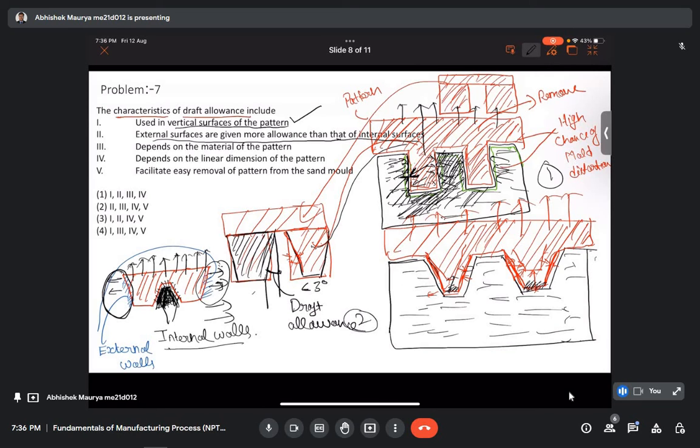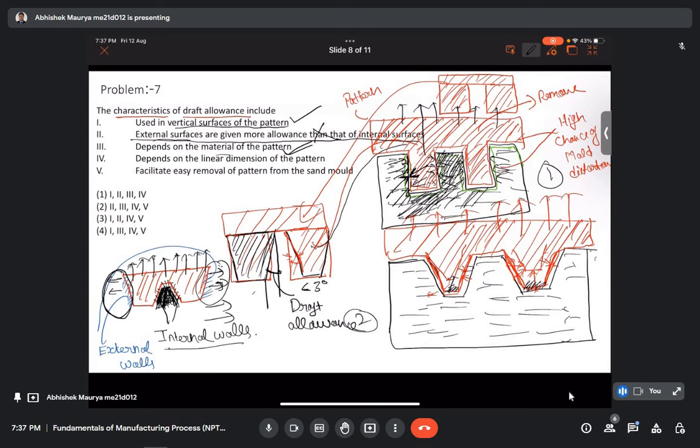Therefore internal walls are given more draft allowance, whereas the external surfaces are given less allowance. But here it is written opposite. No, this is wrong. Internal surfaces should be given more allowance, and external surfaces should be given less allowance. And the third one is that it depends on the material of the pattern. Yes, it is correct.